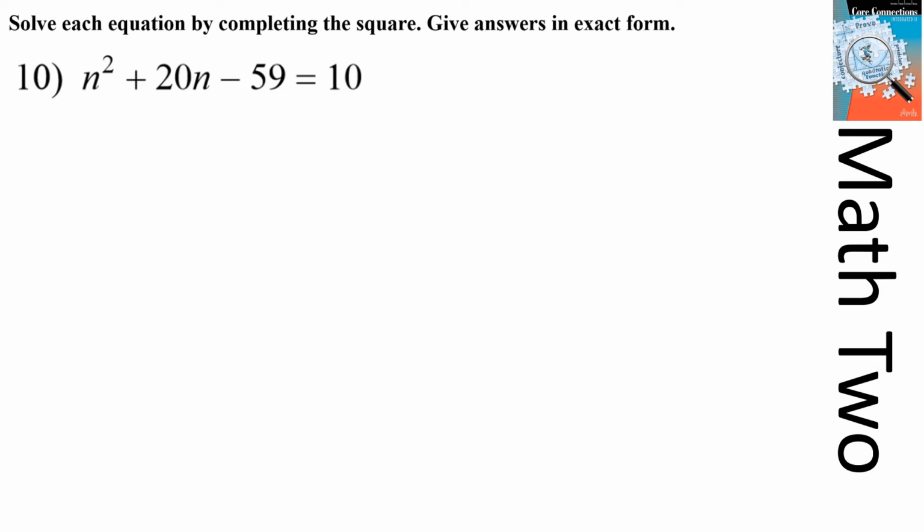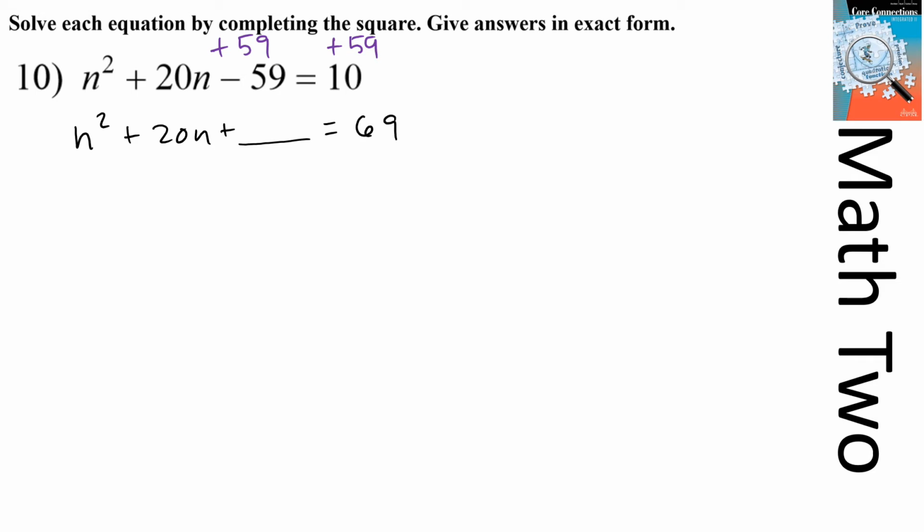Question 10, the directions say solve each equation by completing the square, and please give your answers in exact form. So to complete the square, the first thing that I end up doing is I add 59 to both sides to create a space where I can complete the square. So when I do that, on the left-hand side, I have n squared plus 20n plus some yet to be determined value, and that will equal 10 plus 59, or 69.